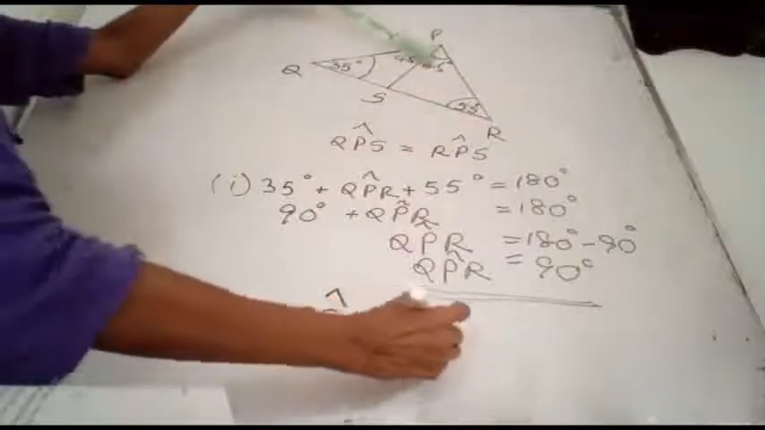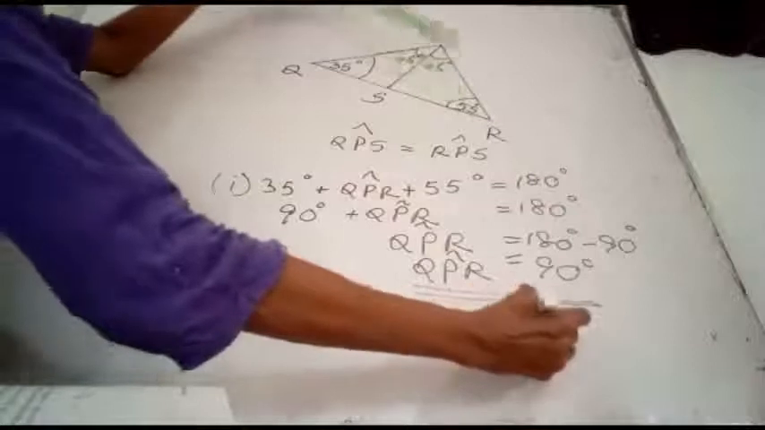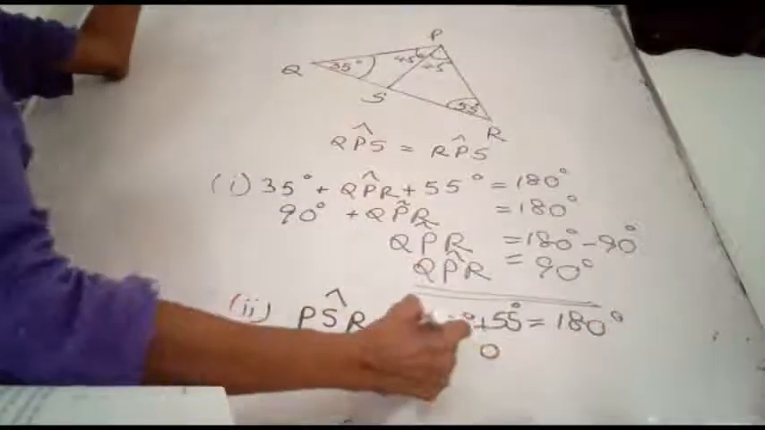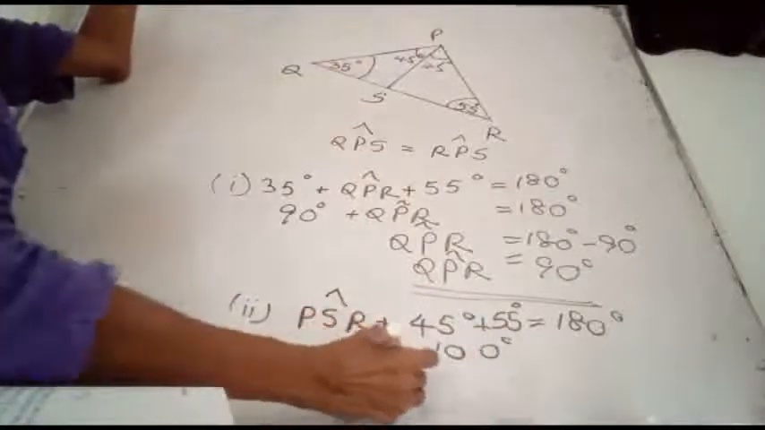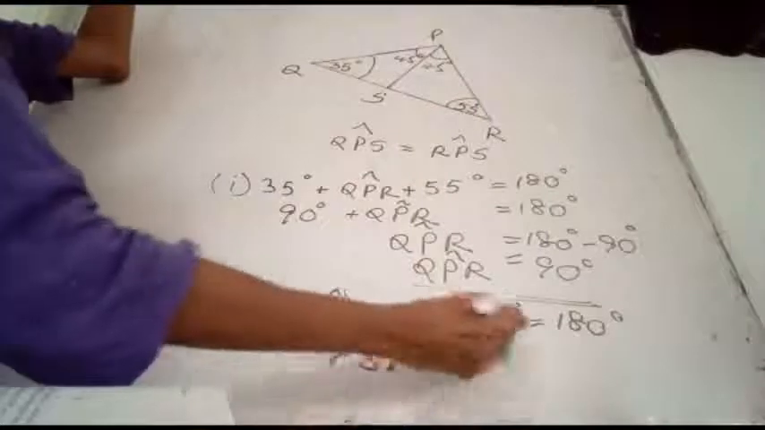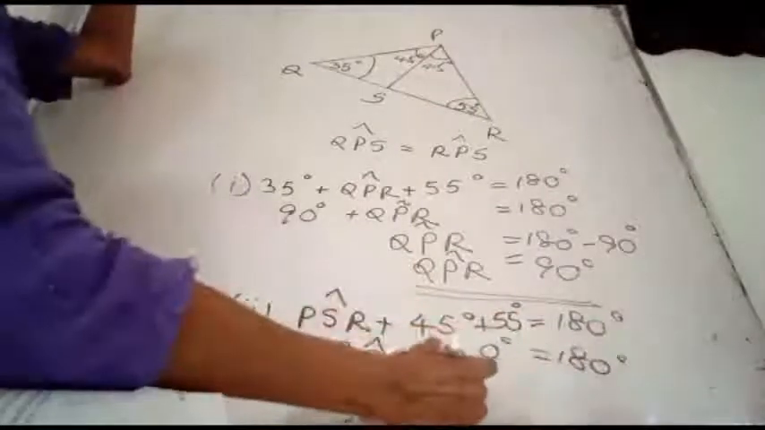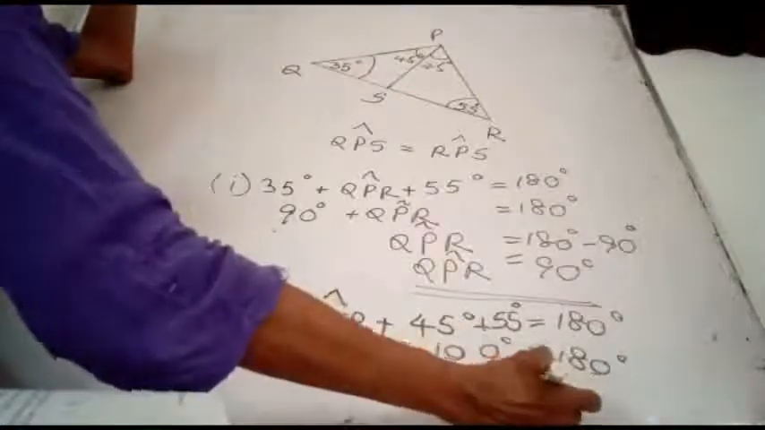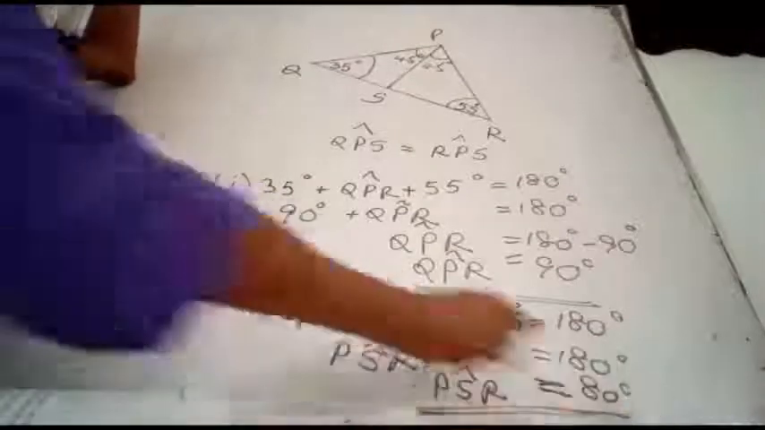plus 45 plus 55 is equal to 180. Angle PSR plus 100 is equal to 180. Angle PSR is equal to 180 subtract 100, which is 80 degrees.